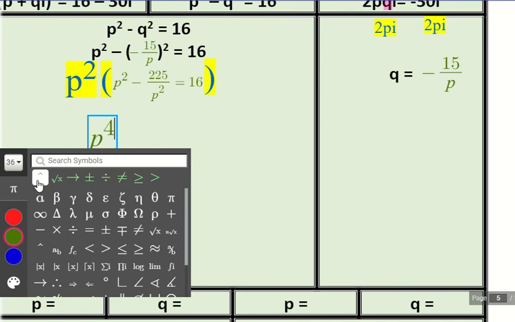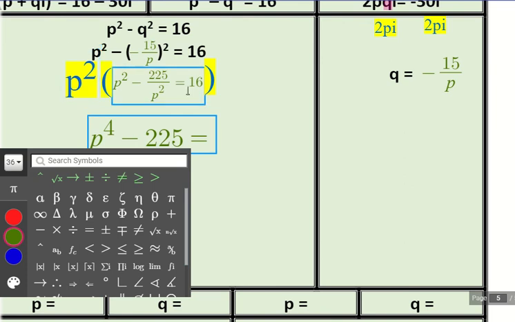Now, when we multiply, we've still got the negative there. p squared over p squared cancel each other out. That's like saying 1, and 1 times 225 is just 225. Equals, and this part, somebody might make a mistake if you're not meticulous. This p squared distributes everywhere. So we're multiplying it by the 16 as well, and that's where we get 16p squared.